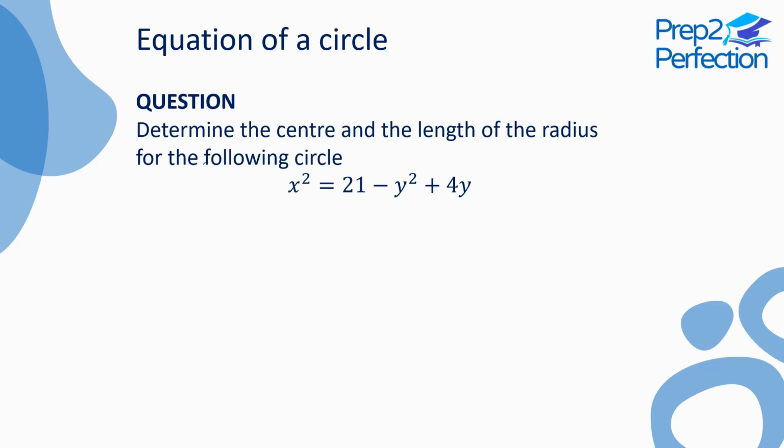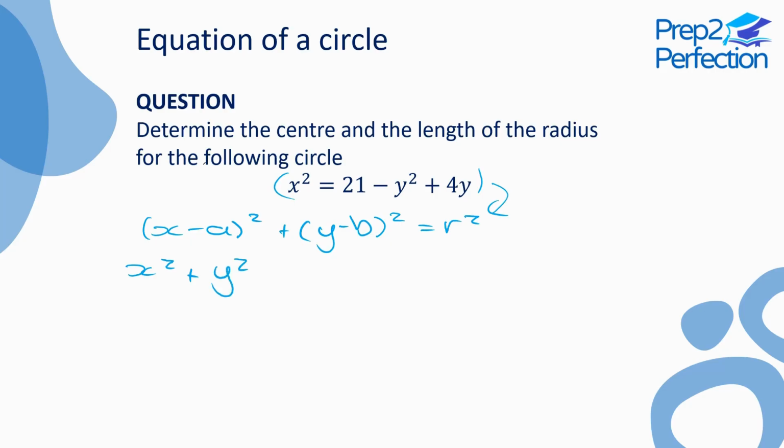So for this question, we're going to determine the center and the length of the radius for the following circle. x squared equals 21 minus y squared plus 4y. We know that a circle equation is (x minus a) squared plus (y minus b) squared equals r squared. So we're going to rearrange the following circle, this one, to match this. So first we're going to get the 21 alone. So x squared plus y squared minus 4y equals 21.